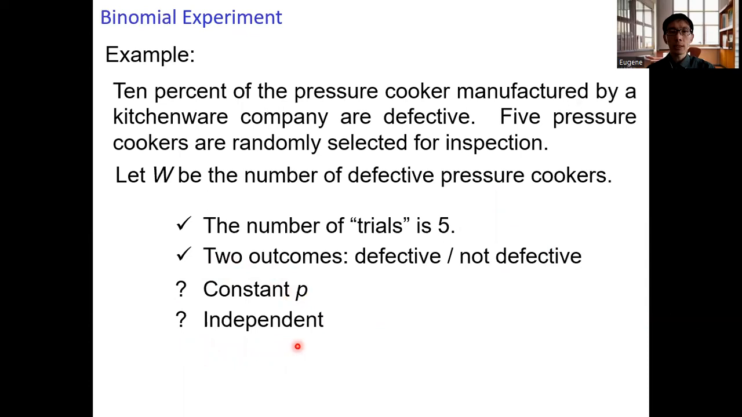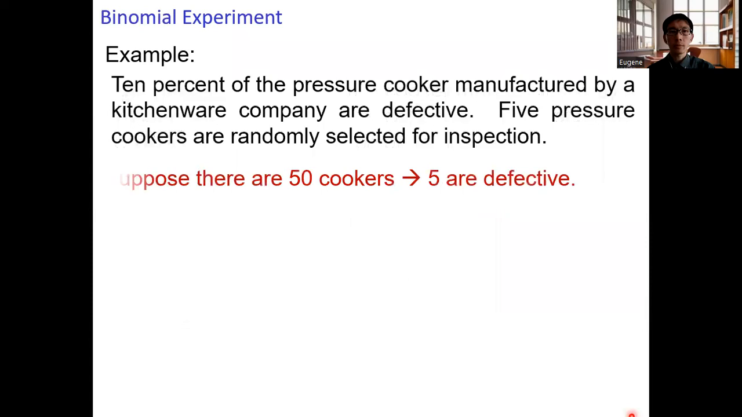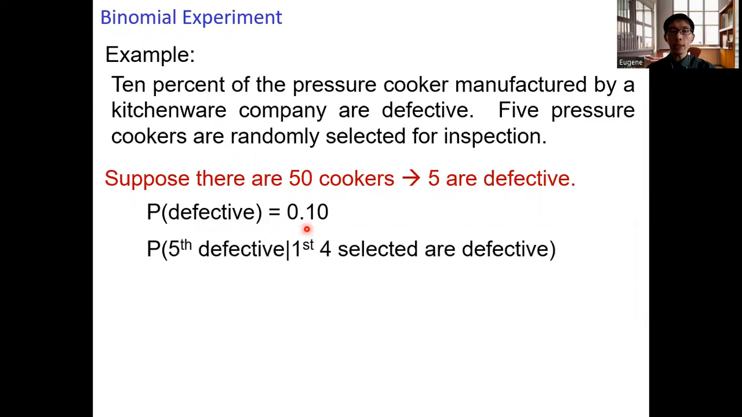Let's investigate this through a series of scenarios. Suppose there are only 50 cookers. 10% are defective, so out of these 50 cookers, 5 are defective. The probability that the cooker is defective is 0.1. Let's consider the probability that the 5th cooker is defective, given that the first 4 cookers selected are defective. This probability is 0.0217.